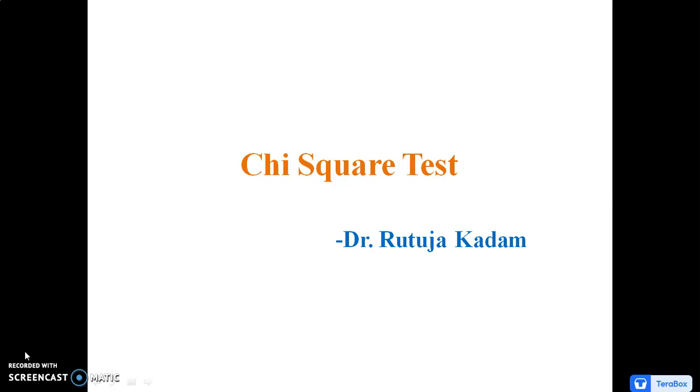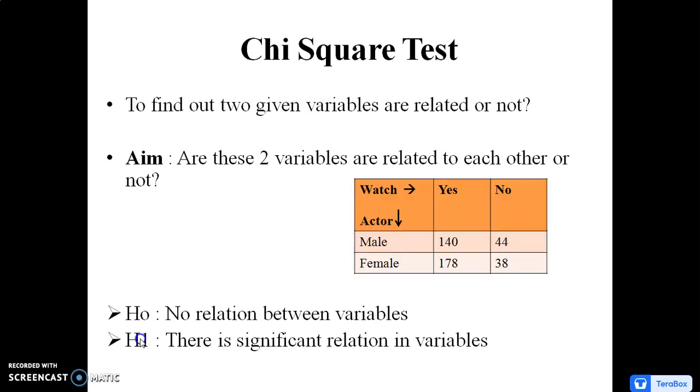Today we will be learning one important topic, that is chi-square test in statistics. So let us begin. Now, what is chi-square test? Basically, it is used to find out whether two given variables are related or not. For example, the aim is to find out whether these two variables are related to each other or not.